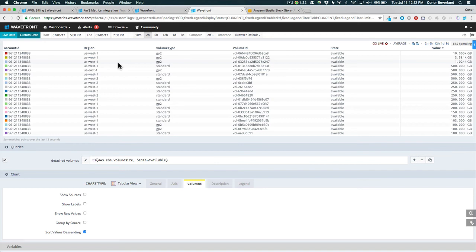In fact, here at Wavefront, we run on AWS ourselves, and we have an alert over this data that'll just alert us if there's ever a volume that has been detached for more than 1 hour. So it's just real-time alerting over AWS pricing data to save you money. And super easy to do, and you can be up and running with this in Wavefront in a few minutes.